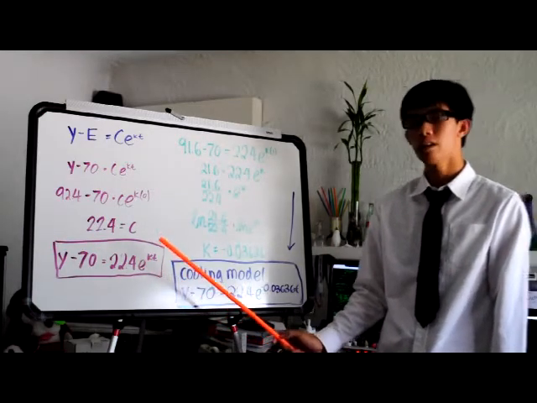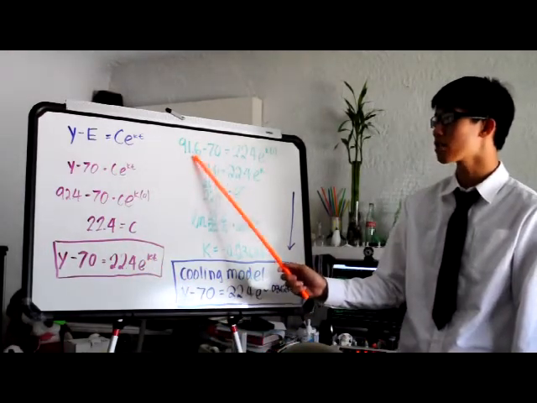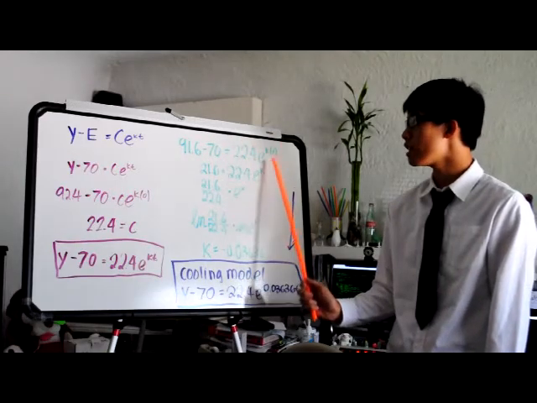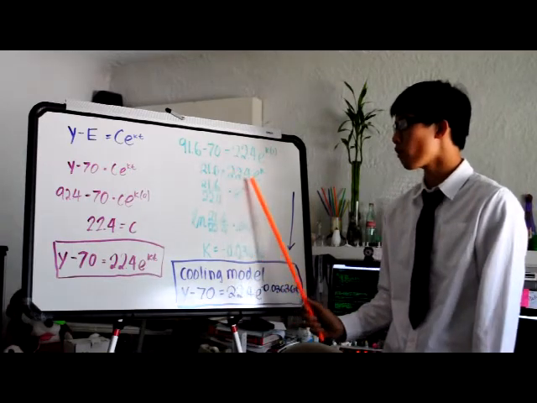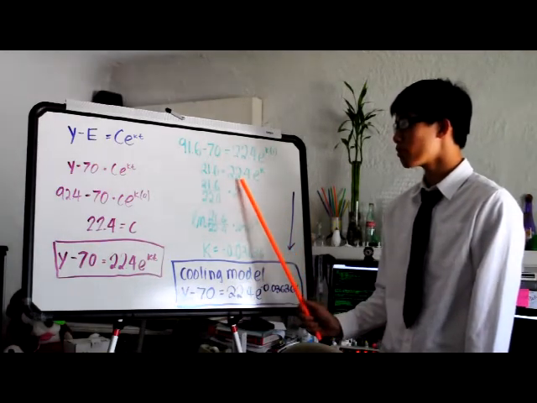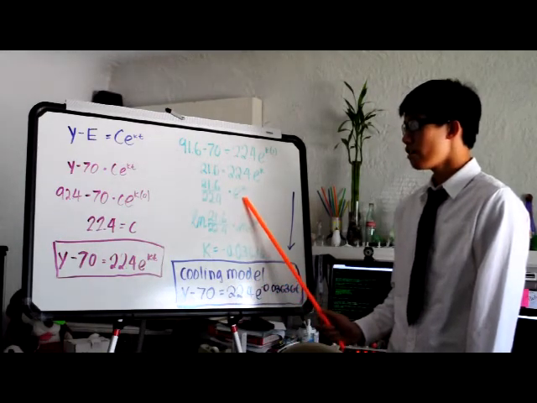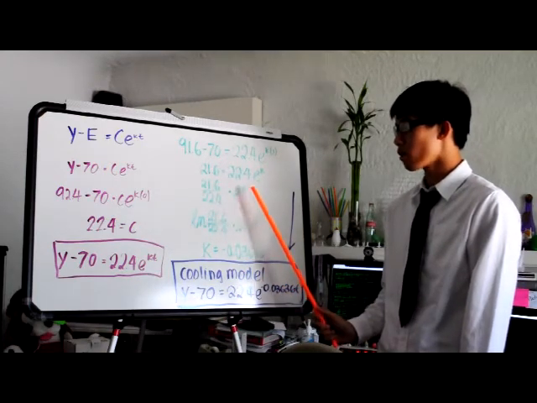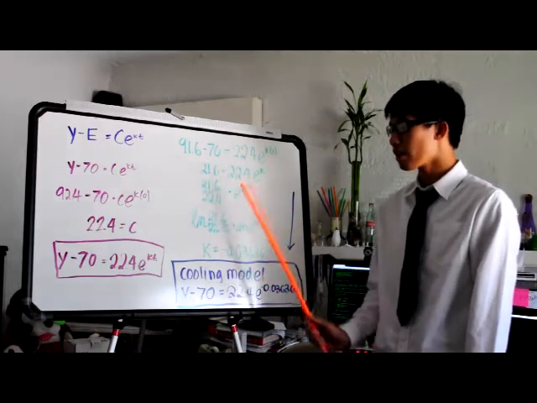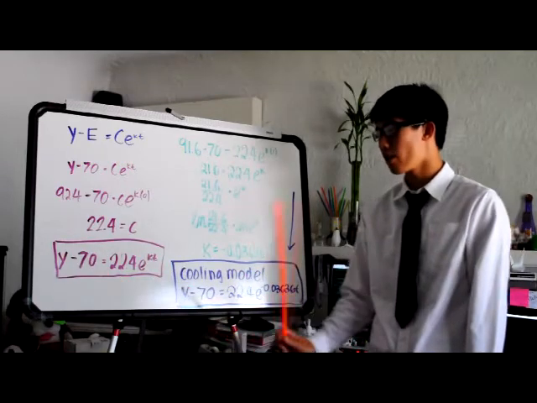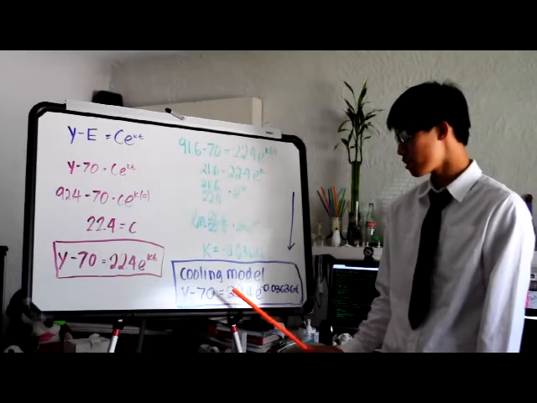Now, we plug in our second reading into this equation to find k. So right here we get 91.6 minus 70 equals 22.4 e to the k times 1. Or simplified, 21.6 equals 22.4 e to the k. Divide both sides by 22.4, and you get 21.6 divided by 22.4 equals e to the k. Now we ln both sides so that we can isolate variable k, and we get k equals negative 0.03636. Plugging this back into the equation, we get our cooling model, which is y minus 70 equals 22.4 times e to the negative 0.03636 t.